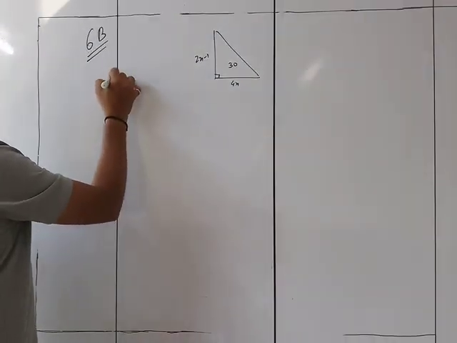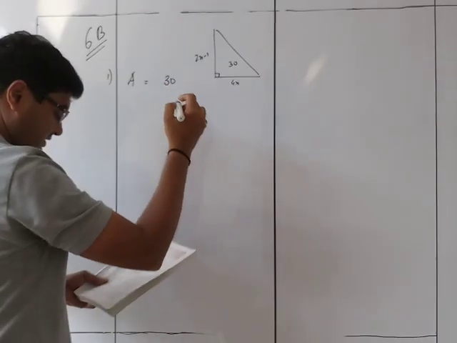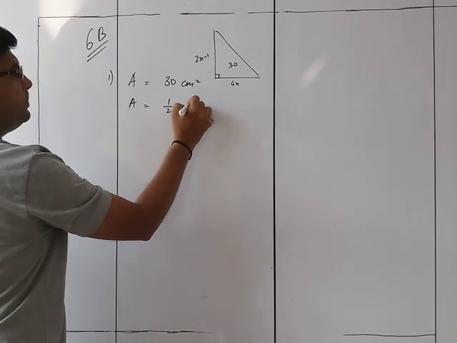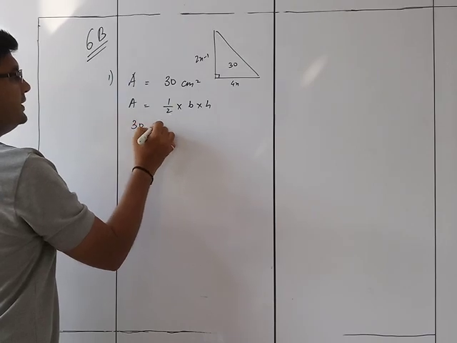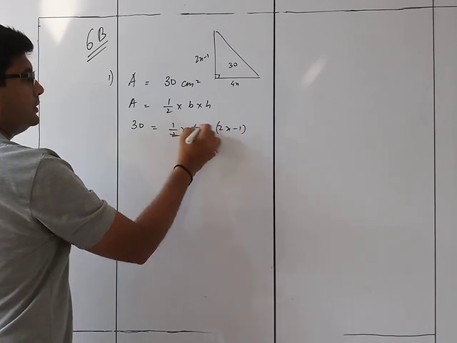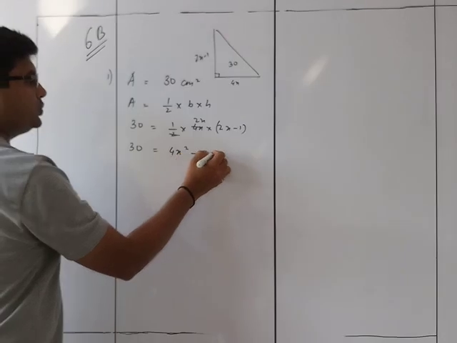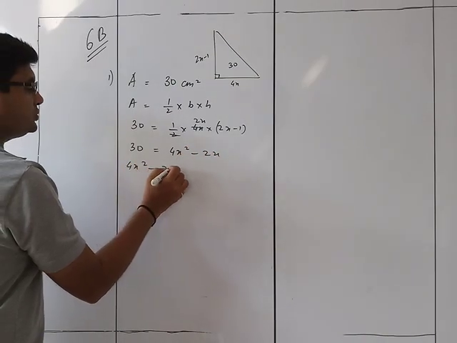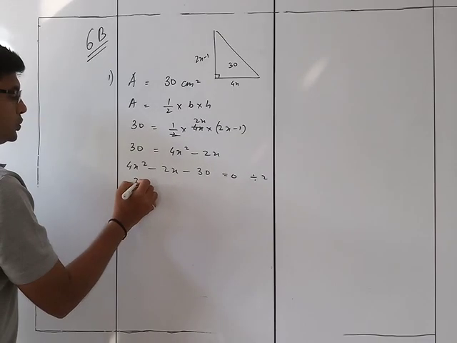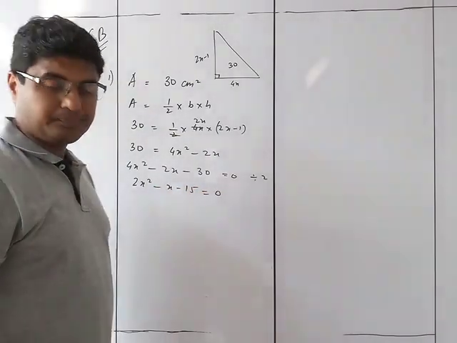So we have over here the first one, that area is equals to 30 centimeter square and area is equals to half into base into height. So 30 is equals to 1 upon 2 into 4x into 2x minus 1. This becomes 2x. So this becomes 30 is equals to 4x square minus 2x. So 4x square minus 2x minus 30 is equals to 0. Divide by 2 because it can be reduced. So 2x square minus x minus 15 is equals to 0 will be the required equation.